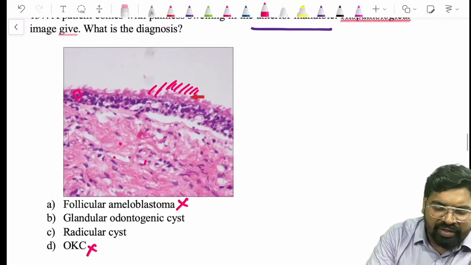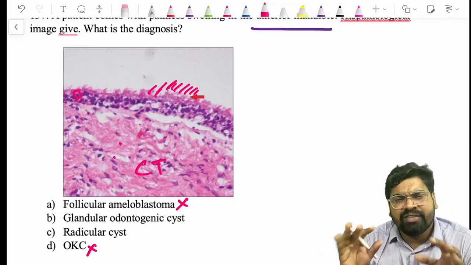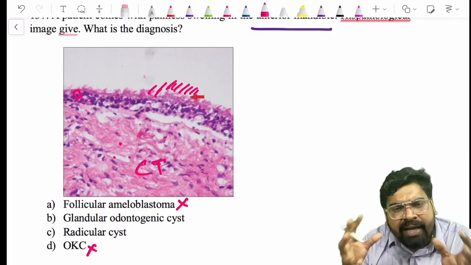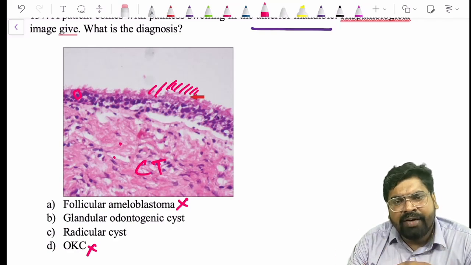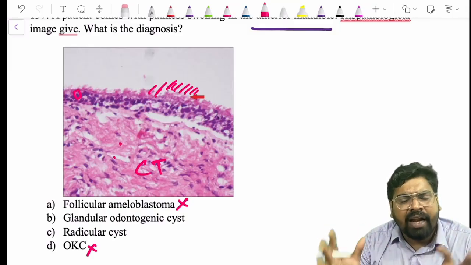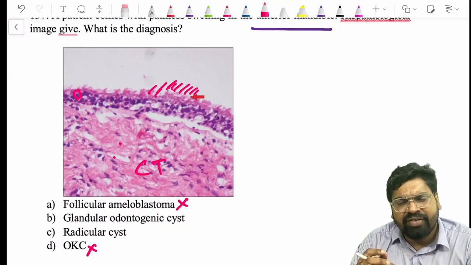This is a connective tissue capsule. That connective tissue capsule will be filled with lymphocytes or inflammatory cells in radicular cyst. They will show that arcading pattern and all. They will show multi-layered stratified squamous epithelium in an arcading pattern, and it has cholesterol cleft and inflammatory infiltrate, so it doesn't fit there.